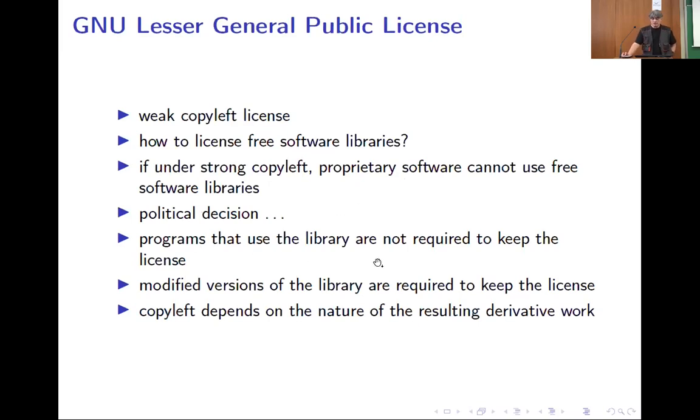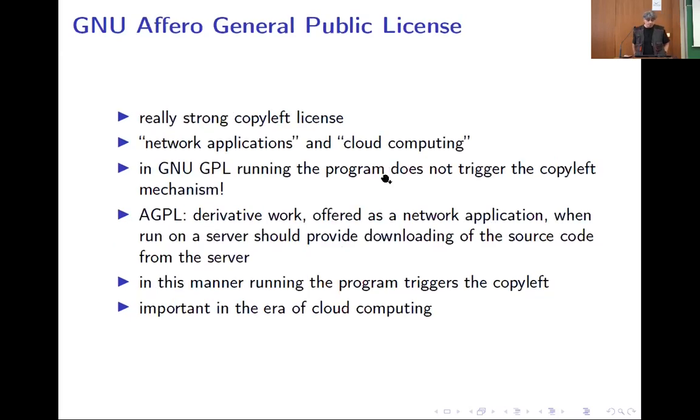So programs that use the library are not required to keep the license, but modified versions of the library itself are required to keep the license. So copyleft depends on the nature of the resulting derivative work. And that's the most important part of the idea behind the Lesser General Public License. Next, there is the GNU Affero General Public License, a really strong copyleft license, just contrary to the Lesser General Public License.